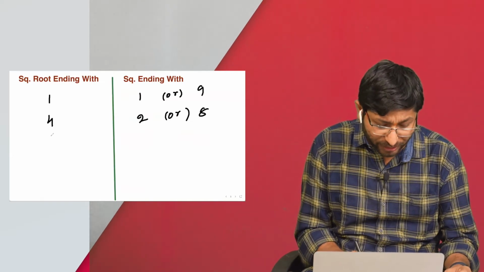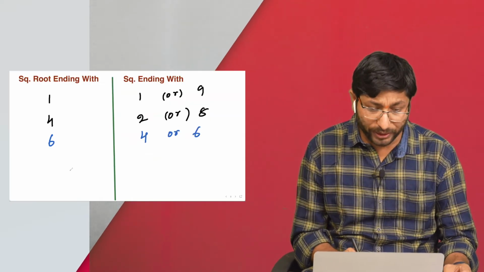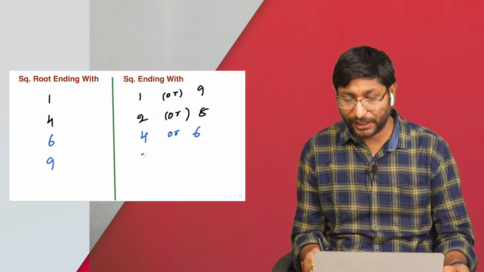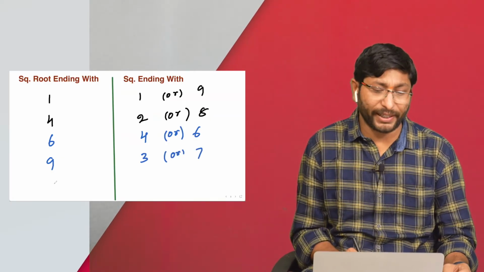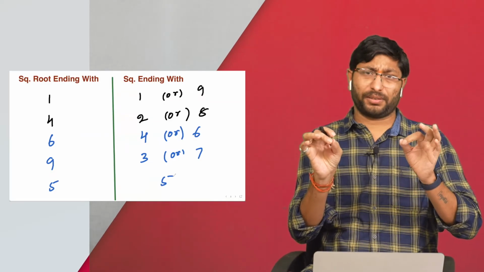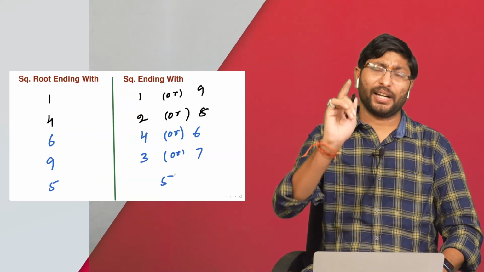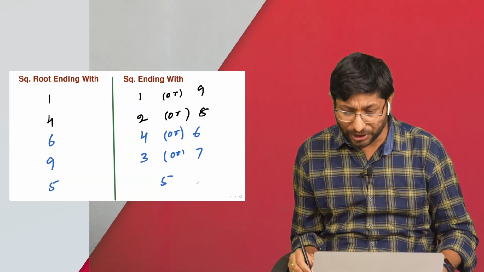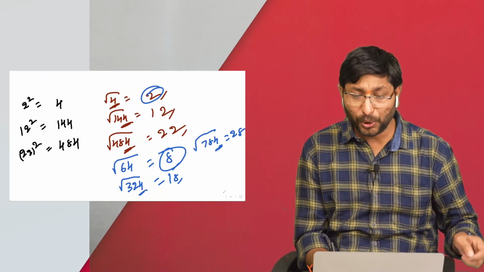If the square is ending with 6, the root is going to be 4 or 6. If the square is ending with 9, the root is going to be 3 or 7. If the square is ending with 5, the root ends with 5. Just these few numbers. If you remember this table, you can solve any square root in one step. I hope you copied the table. Let me teach you a few problems using this one single table.